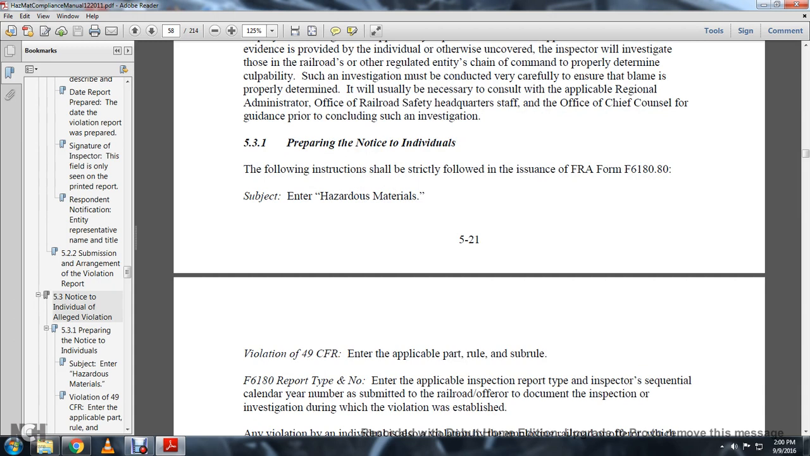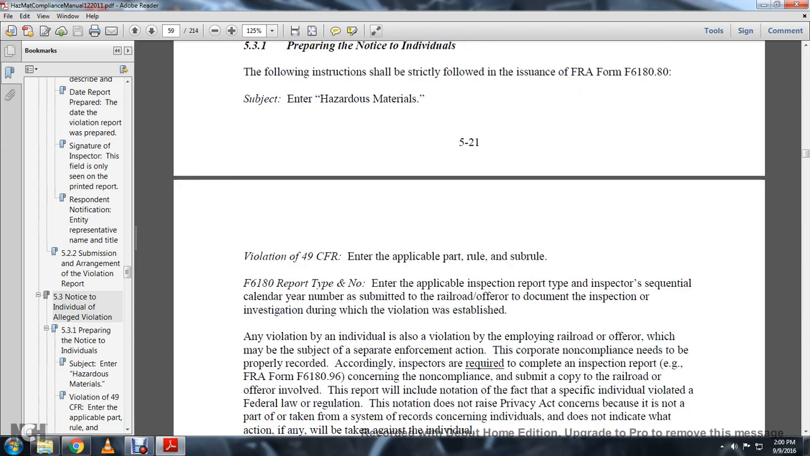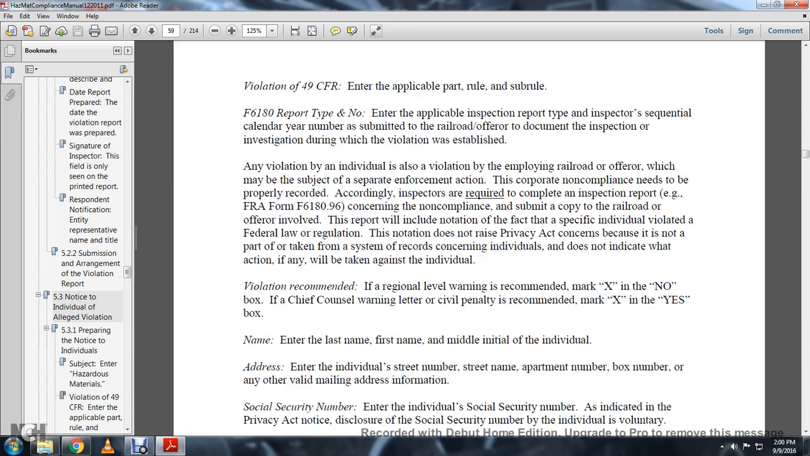The following instructions shall be included with the issuance of FRA Form 6180.80. Subject: enter the hazardous material. Violation, Title 49 CFR: enter the applicable part, rule, and subrule. Form 6180 report type number: enter the applicable inspection report type and the inspector's subsequent calendar year number, submitted with the railroad officer, documenting the inspection or investigation during which the violation was established.